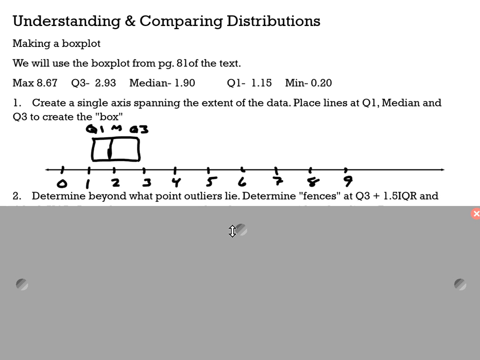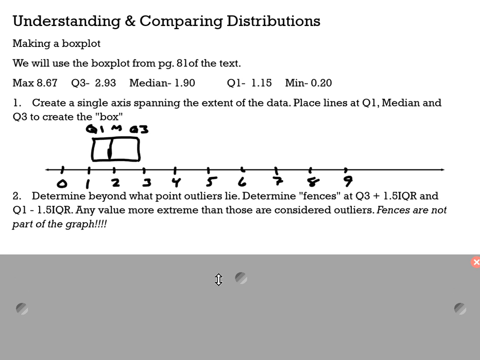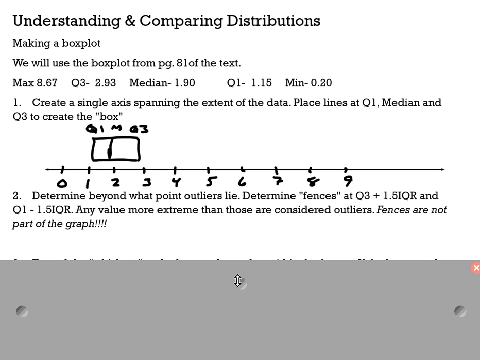Next, this is important. We're now determining what an outlier is, and we're going to create what are called fences. The fences are just the cutoffs beyond which outliers lie. We're going to create an upper fence and a lower fence.